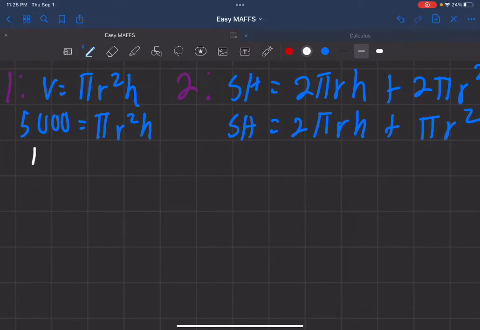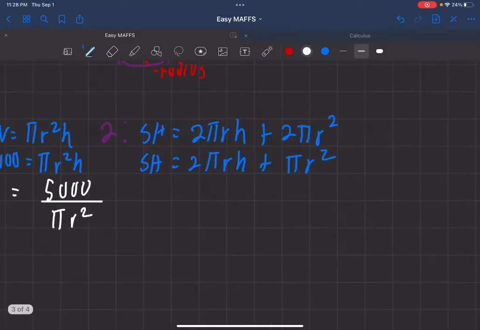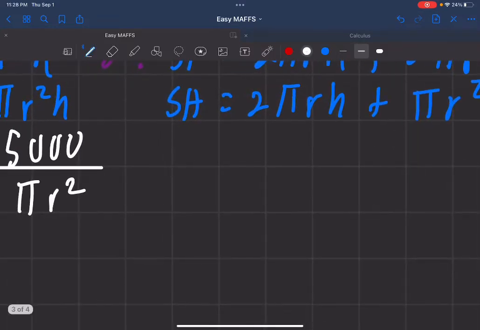And how are we going to do that? Well, h is equal to 5,000 over pi r squared, right? We just divide both sides by pi r squared. It's as simple as that. All right, so now we finally have our surface area as a function of one variable, that being our radius.